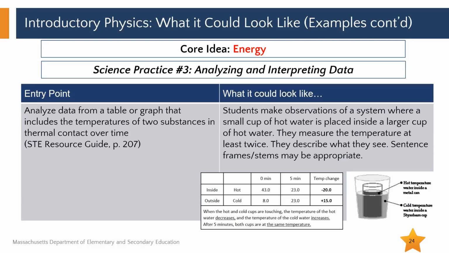The entry point says that you can analyze data from a table or graph that includes the temperature of 2 substances in thermal contact over time. What could this look like?